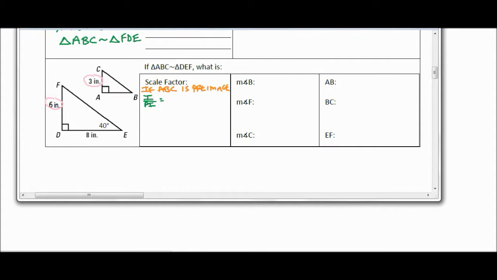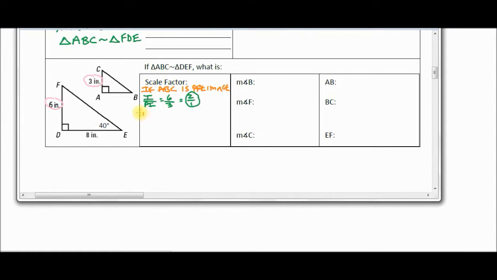So our scale factor is going to be a measure from our image. Well, if ABC is the pre-image, then DEF is the image, so we're going to use a 6 here. That corresponds to side CA, which is 3, and that means our scale factor is 2 to 1. I'm going to circle that. There's our scale factor if ABC is the pre-image.